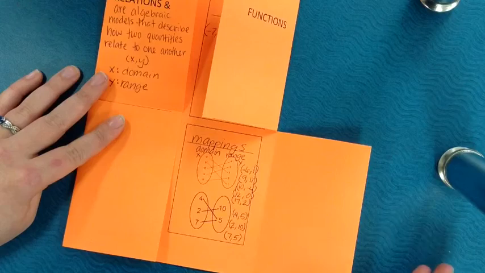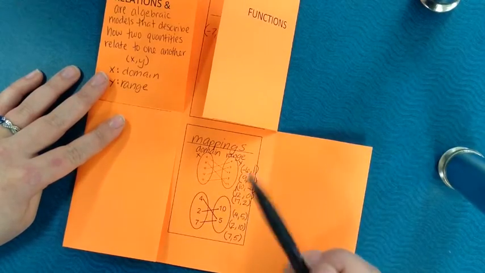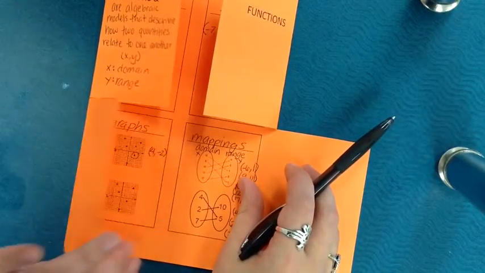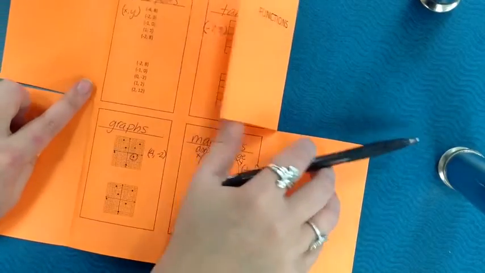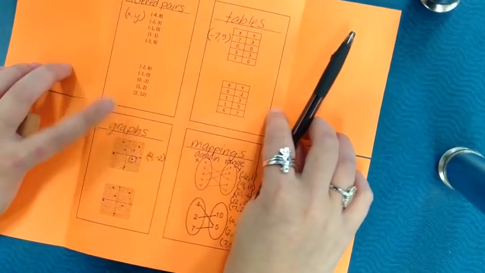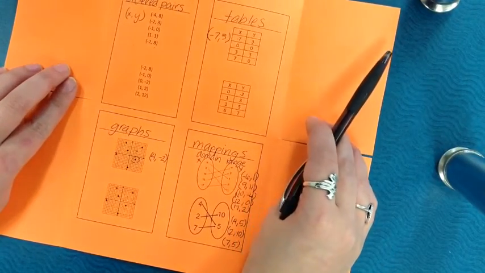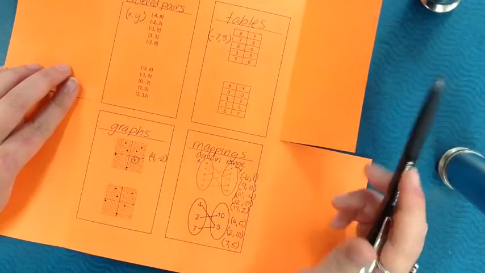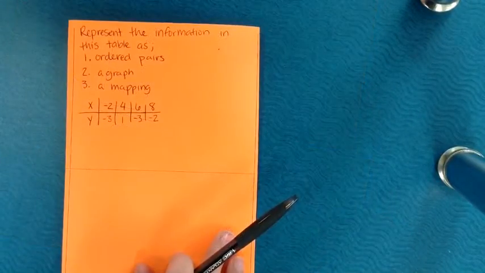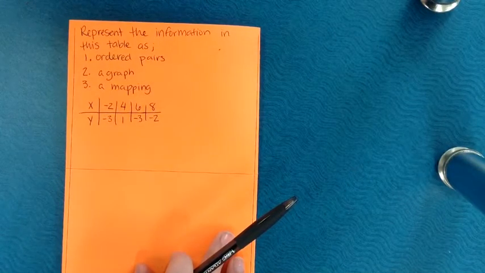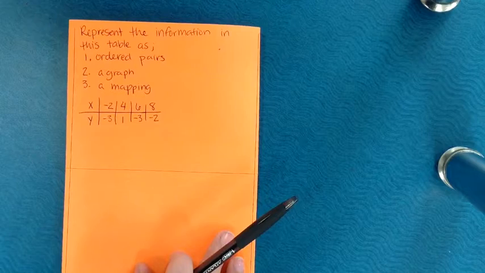Now, it's really important that you understand ordered pairs, tables, graphs, and mappings, because you're going to have to switch between all of those and be able to go from ordered pairs to tables to mappings, mappings to graphs, and so forth. So you need to understand how each of them works and how to get from one to the other. All right, you have one practice problem before you can come to Math Workshop, and you can do it on the back of your foldable if you'd like.